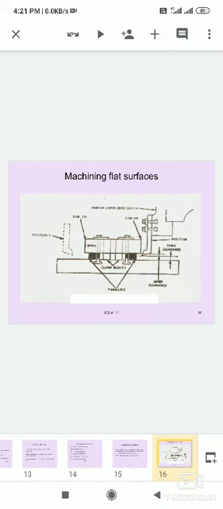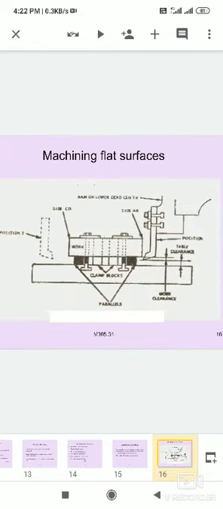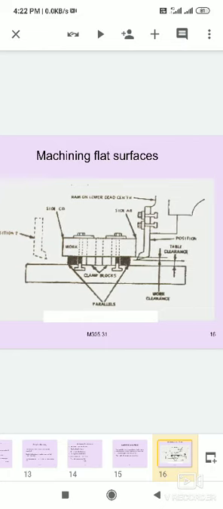This is machining flat surfaces. Machining flat surfaces in the shaper. Parallels, work table, work position, ram and lower head center, sides C and D, A and B, and the positions of the workpiece.